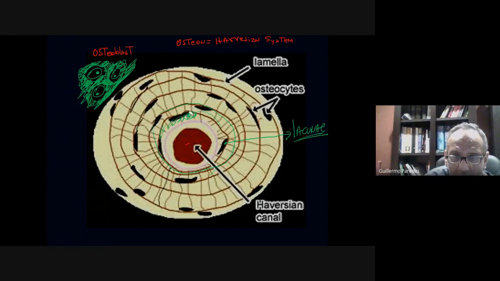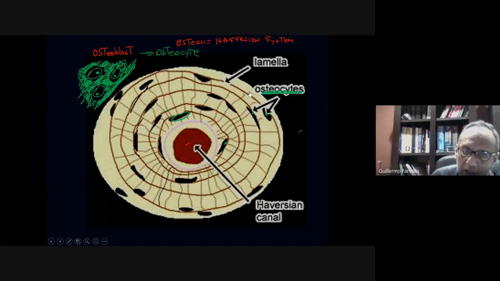Okay. So the osteoblasts, when they get trapped here, are going to change name. What they're going to be called now is osteocyte. That's why in the script they say osteocyte here, in this cell. But what is an osteocyte? An osteocyte is not a different cell. It is just a change of the name of the osteoblast. When the osteoblast gets trapped in the lacunae, it changes name and is called an osteocyte. In other words, an osteocyte is a mature osteoblast. Are we okay with that?